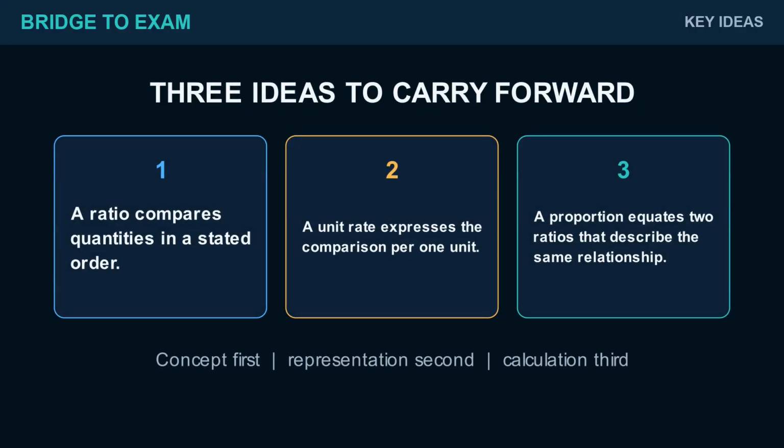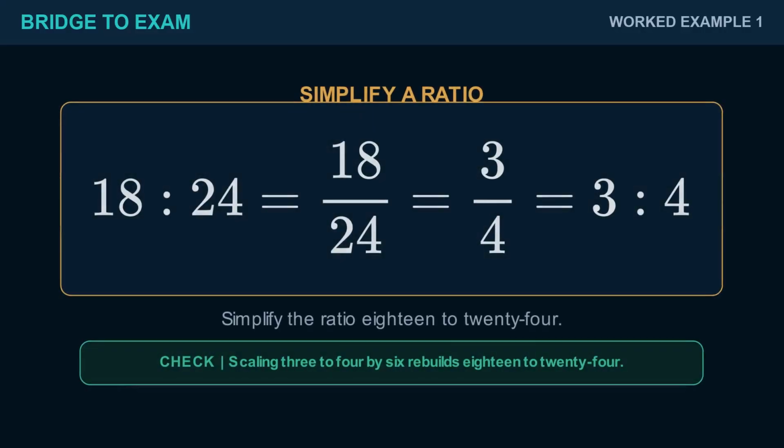3 ideas organize the lesson. First, a ratio compares quantities in a stated order. A unit rate expresses the comparison per one unit. A proportion equates two ratios that describe the same relationship.